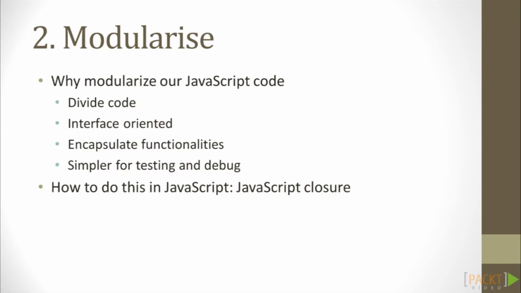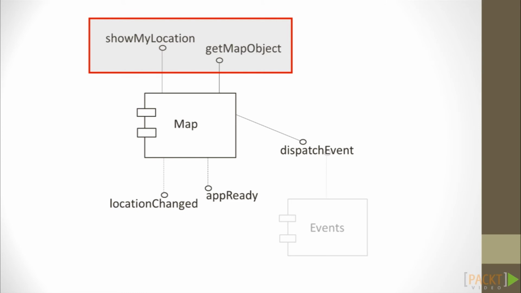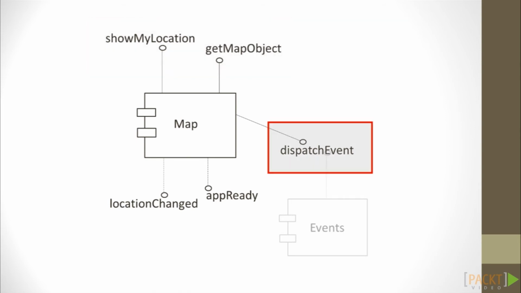Modularizing is another way to organize your JavaScript code and increase your project quality. In JavaScript, we use closure to define a module. Here is an example. Assume we want to develop a map module for our app. It has two interfaces. One displays the user's current location on the map, while the other simply returns the reference of the map object that's encapsulated in the module. It requires an interface from another module to dispatch events.